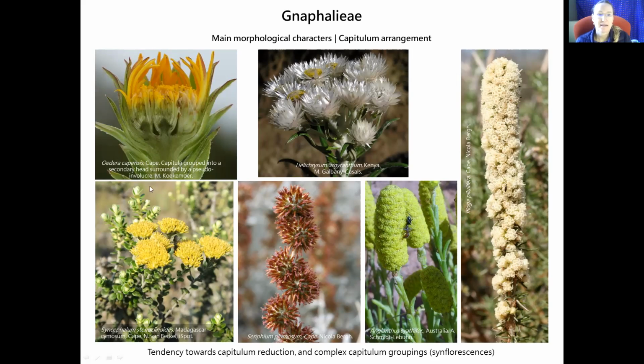And then in the genus Udera, there are true secondary heads where the capitula are modified and grouped in such a way that they resemble one capitulum. And that whole structure is then surrounded by a pseudo-involucre made from the upper leaves.